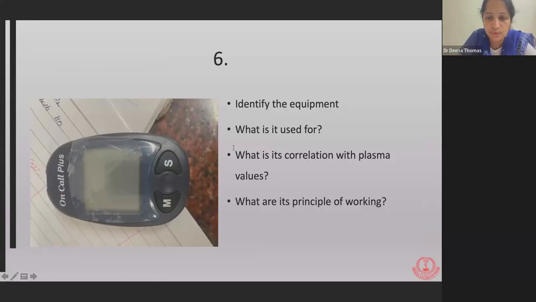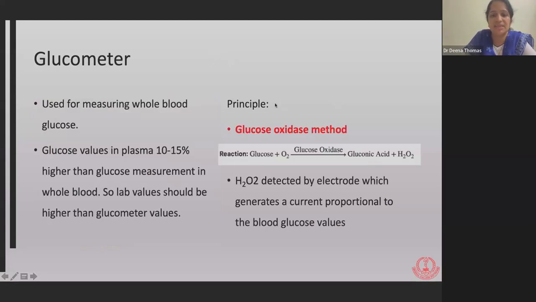So rightly said, it measures the whole blood. Coming to the next question, what is the correlation with the plasma? Very good. Abdul Shabir has said that the plasma values are 15 to 20% more than the whole blood values. And very good, Dr. Reena has said that the glucose oxidation method is the principle of working. So rightly said. The glucometer is used for measuring the whole blood glucose. The glucose values in the plasma are 10 to 15% higher than the glucose measurements in the whole blood.